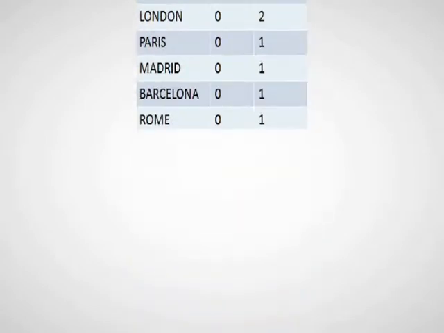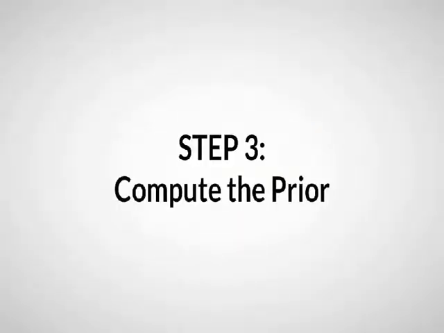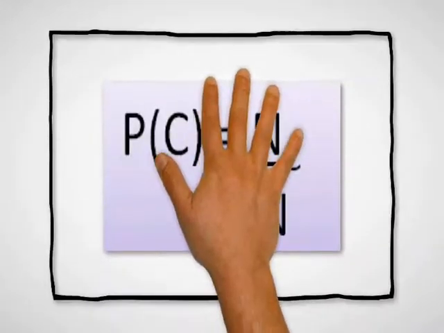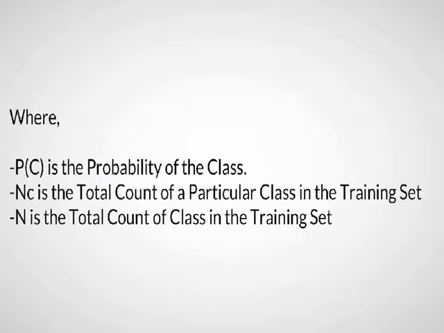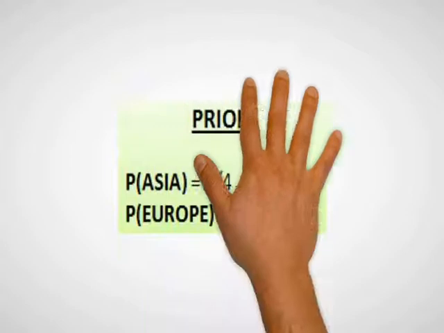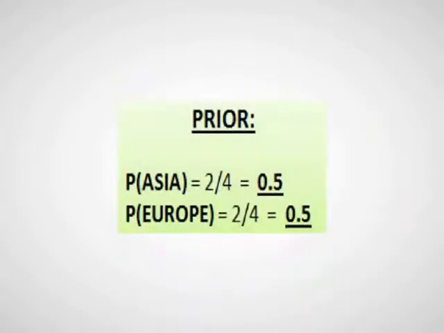Step 3. Compute the prior. Use the prior probability formula, where P(C) is the probability of the class. Nc is the total count of a particular class in the training set. N is the total count of classes in the training set. Probability of Asia is 0.5. Probability of Europe is 0.5.